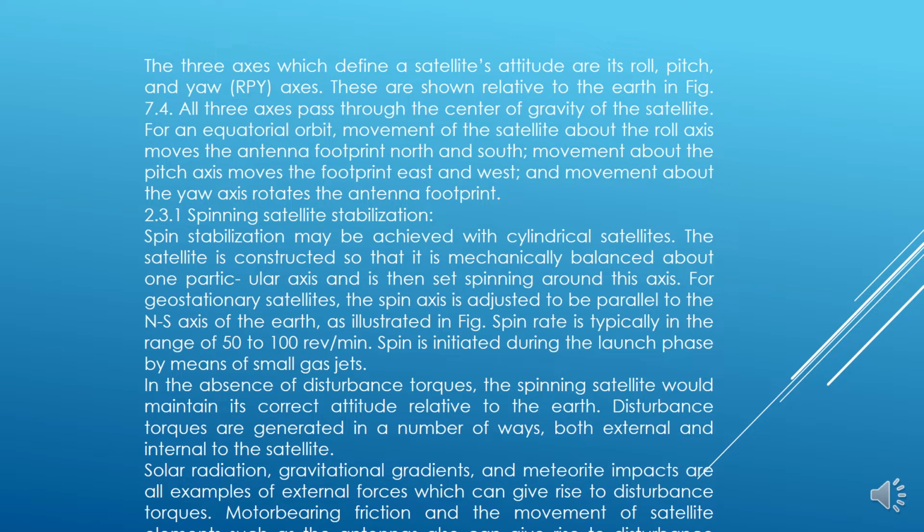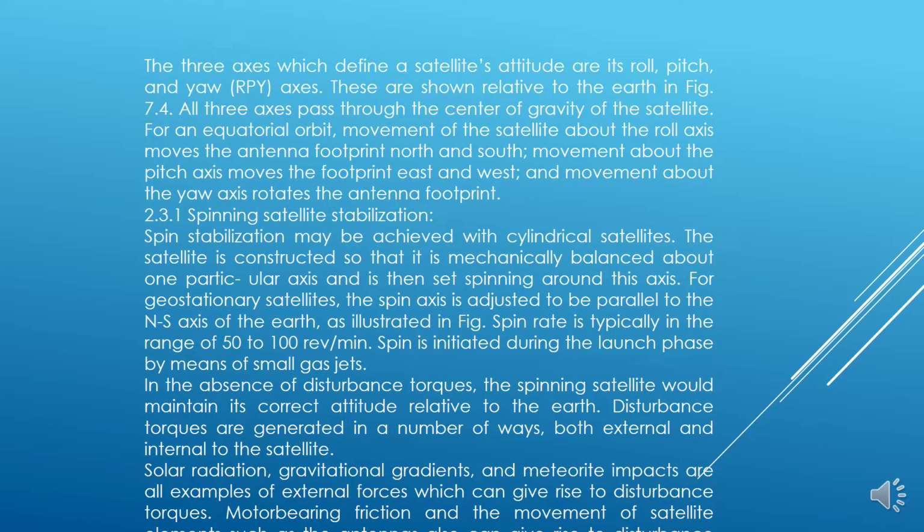Spinning satellite stabilization. Spin stabilization may be achieved with cylindrical satellites. The satellite is constructed so that it is mechanically balanced about one particular axis and is then set spinning around this axis. For geostationary satellites, the spin axis is adjusted to be parallel to the NS axis of the Earth as illustrated in the figure.